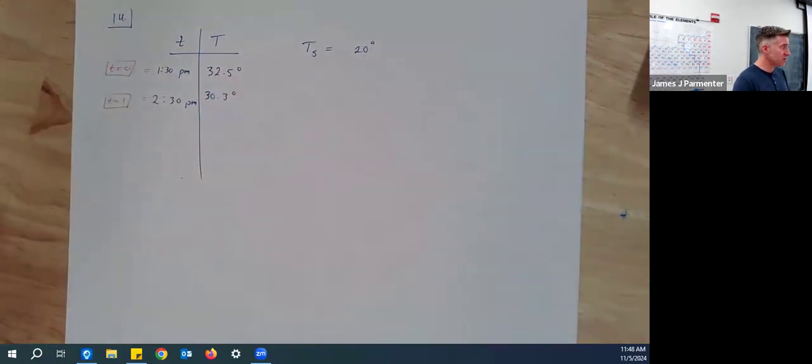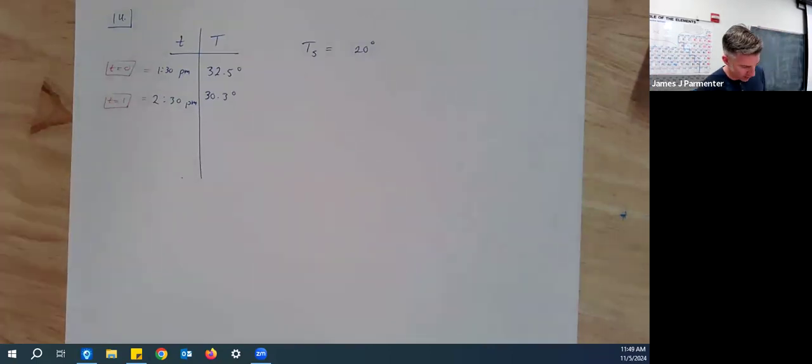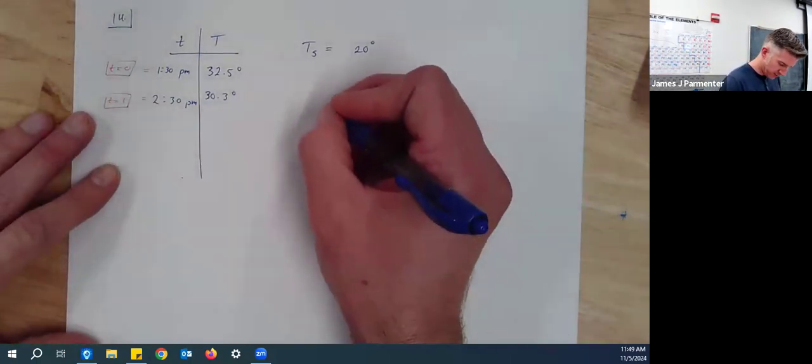I think we're given Newton's law of cooling in the textbook. Let's go back and take a look real quick. Yes, we are. It's right there somewhere. They give it to us that way. That's fine. So they don't actually give you the nice formula, which is totally okay. So here's Newton's law of cooling.